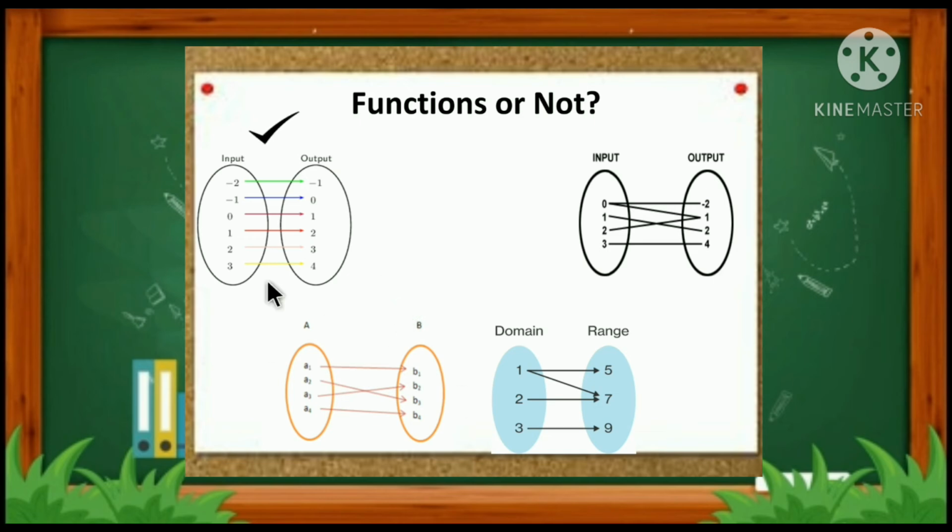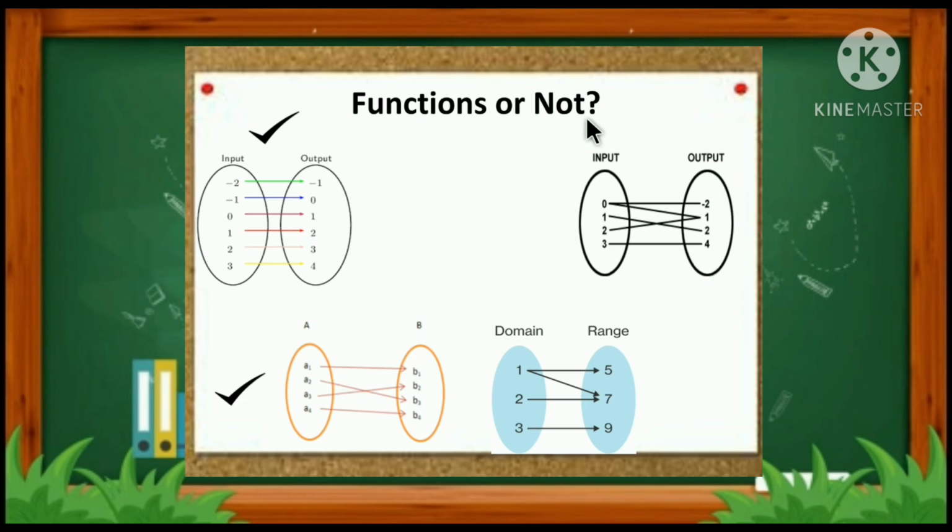Okay, now, here, in this graph, is this a function or not? A sub 1 paired with B sub 1, A sub 2 paired with B sub 3, A sub 3 paired with B sub 2, and A sub 4 paired with B sub 4. Okay. So, was there a repetition in terms of x? None. So, meaning, it is a function.